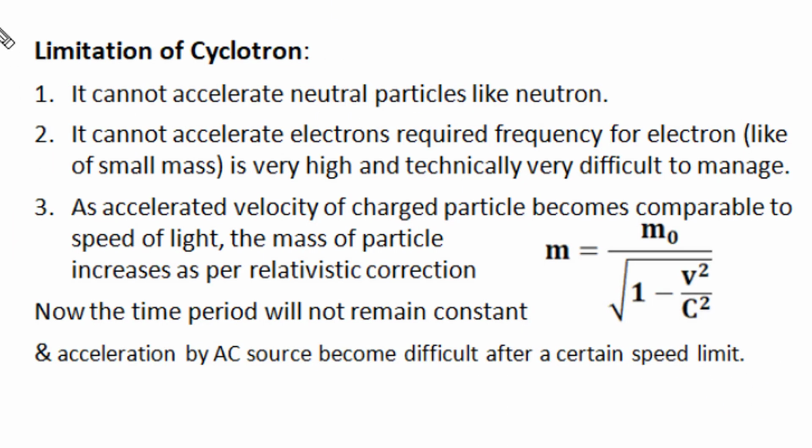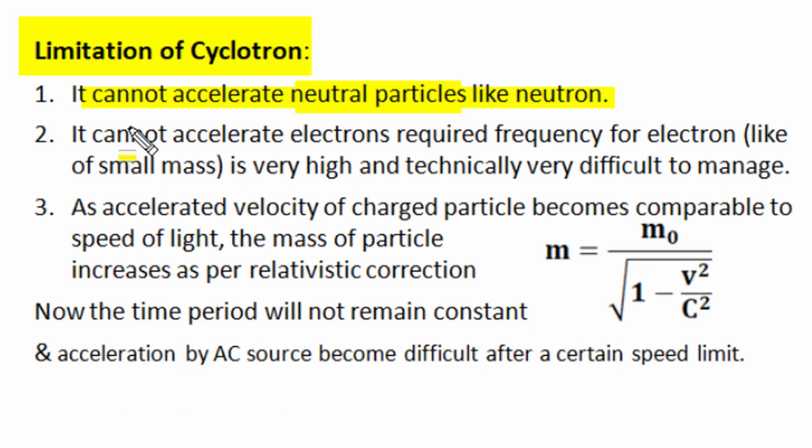In our examination, the limitation of the cyclotron is often asked. Though the cyclotron is the best particle accelerator practically used in nuclear research and high energy particle studies, it also has some limitations. It cannot accelerate neutral particles like neutrons or neutral atoms. It can only accelerate charged particles, but both positive and negative charged particles can be accelerated by the cyclotron.